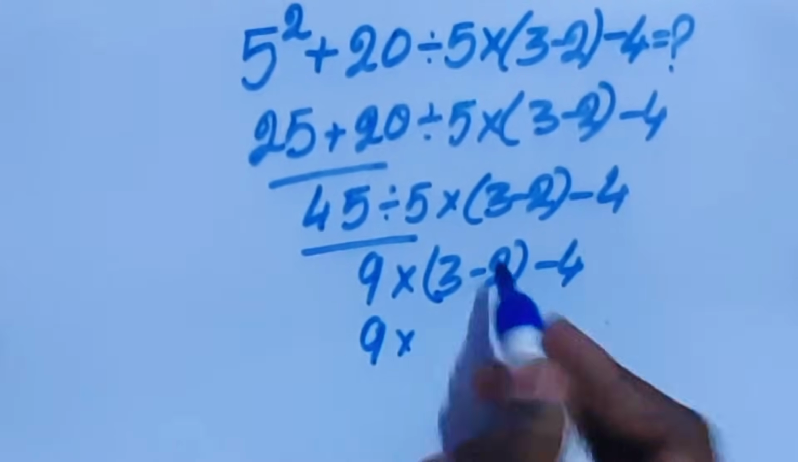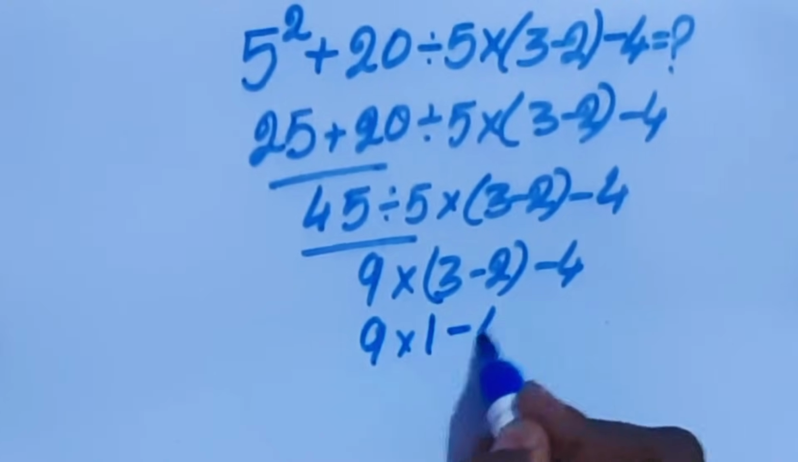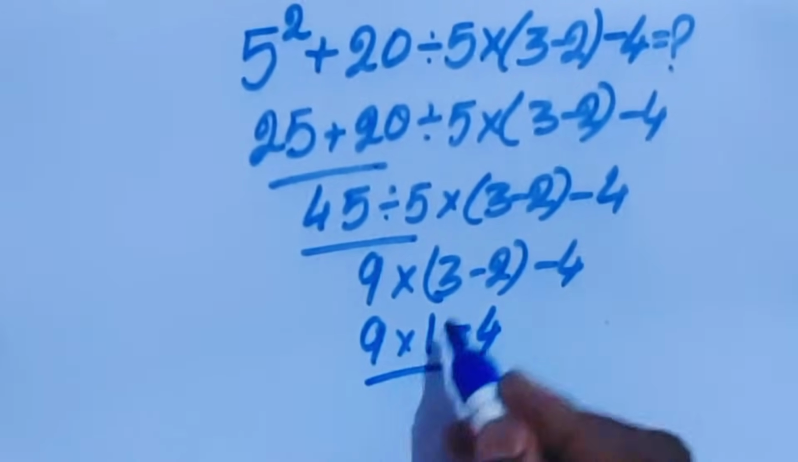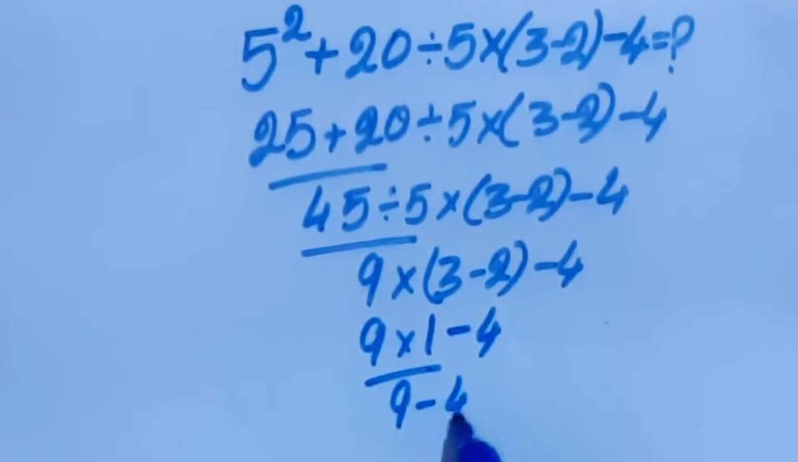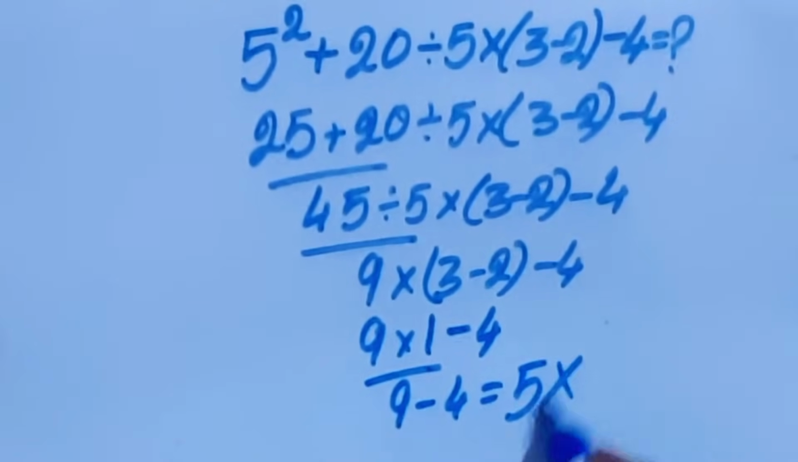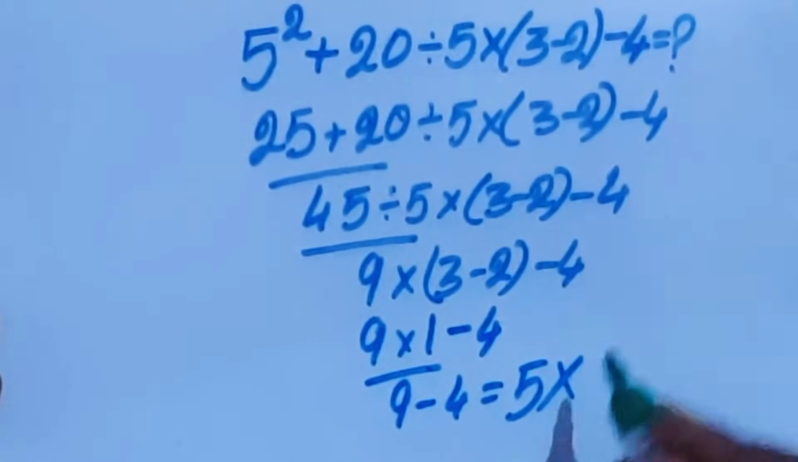Here 9 times 3 minus 2 is 1 minus 4. Here 9 times 1 is 9 minus 4, which is 5, is the wrong answer. As per this order of operation, this 5 is the wrong answer.